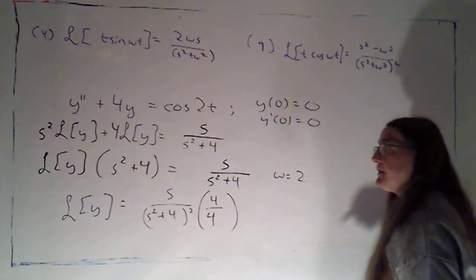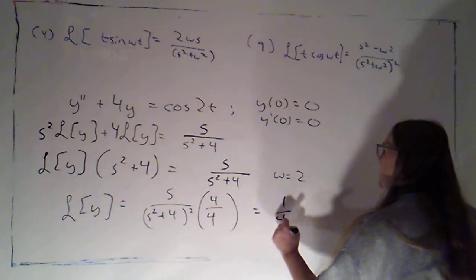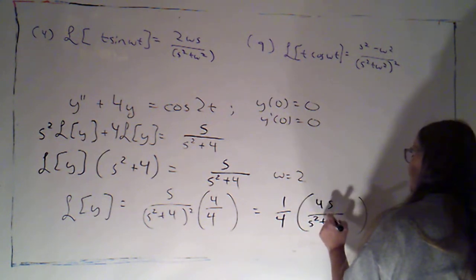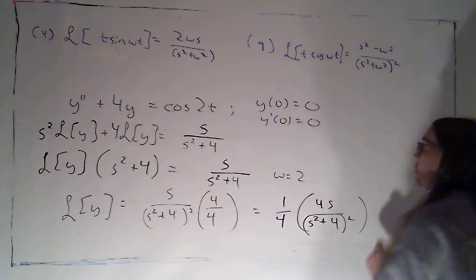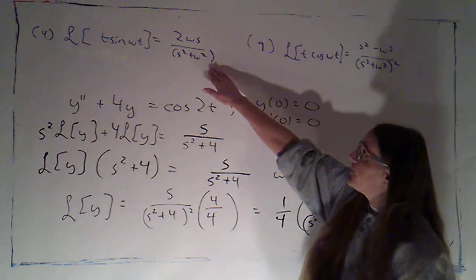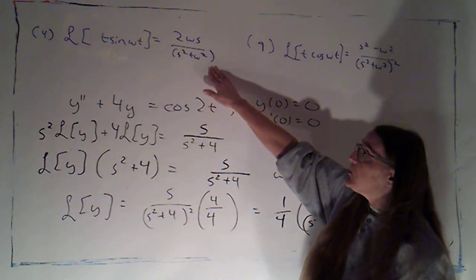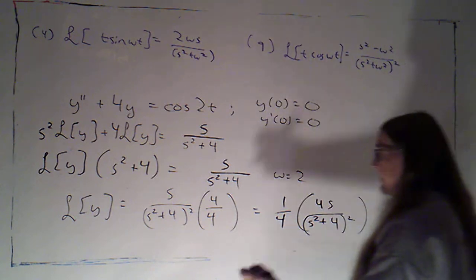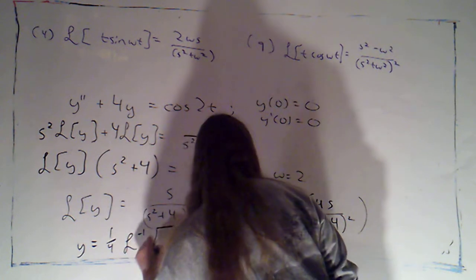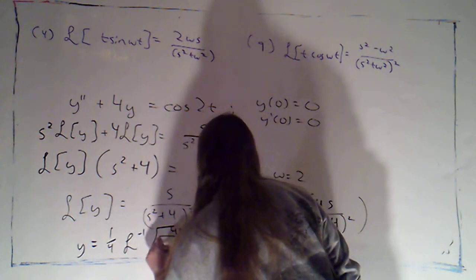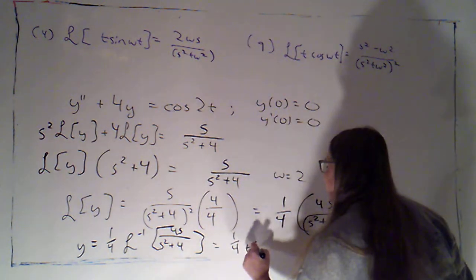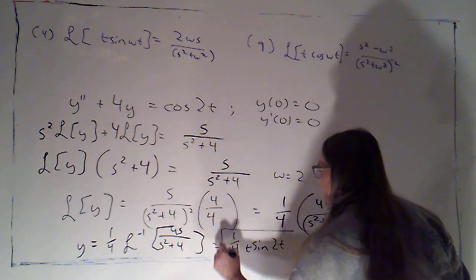So I'll multiply by 1 in the form of 4/4. And that way I've got 1/4 times 4s over s squared plus 4 quantity squared. And that now is a perfect match for this with omega equaling 2. So if I take the inverse Laplace transform, I'm going to get 1/4 the inverse Laplace transform of 4s over s squared plus 4 squared, and that's going to be 1/4 t sine of 2t.